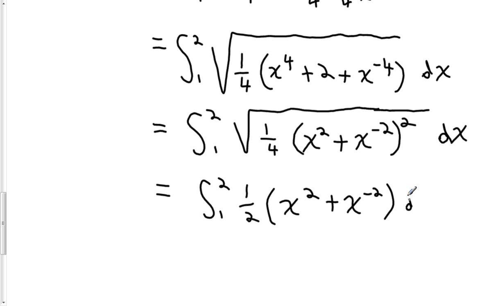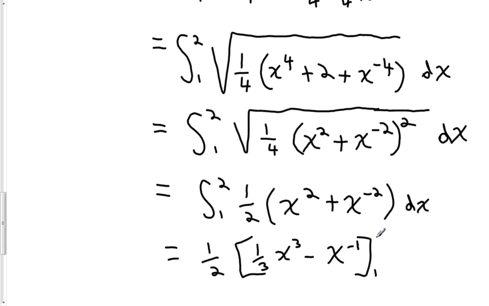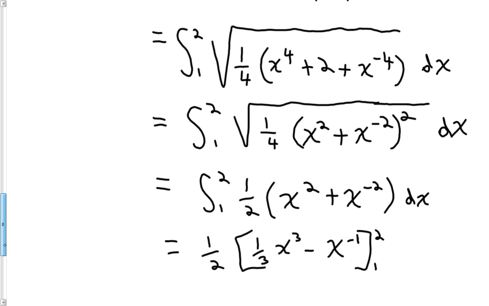And this is a relatively simple integral to take. Let's see. This is going to be 1/2 times, if we integrate x squared, we get 1/3 x cubed. And if we integrate x to the negative 2, we get negative x to the negative 1 power. And we are taking this from 1 to 2. So here we have an expression for our arc length.